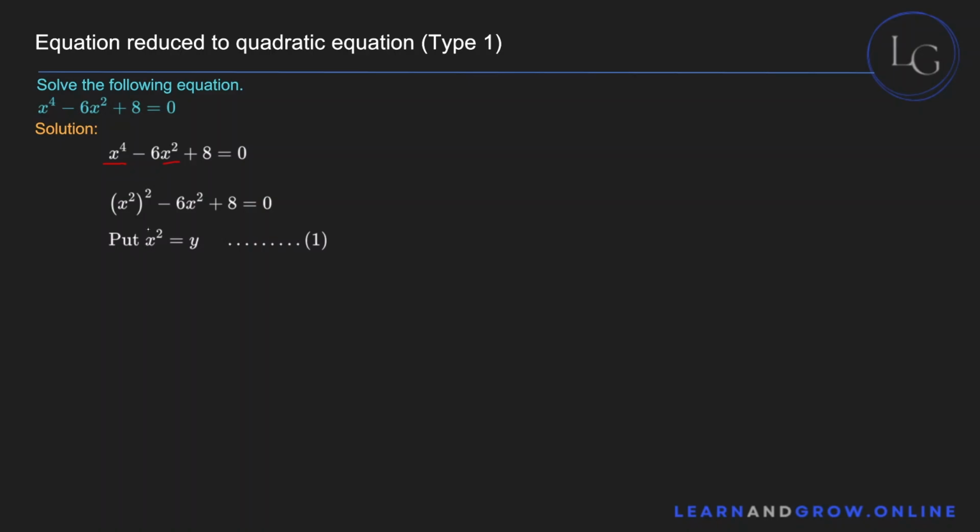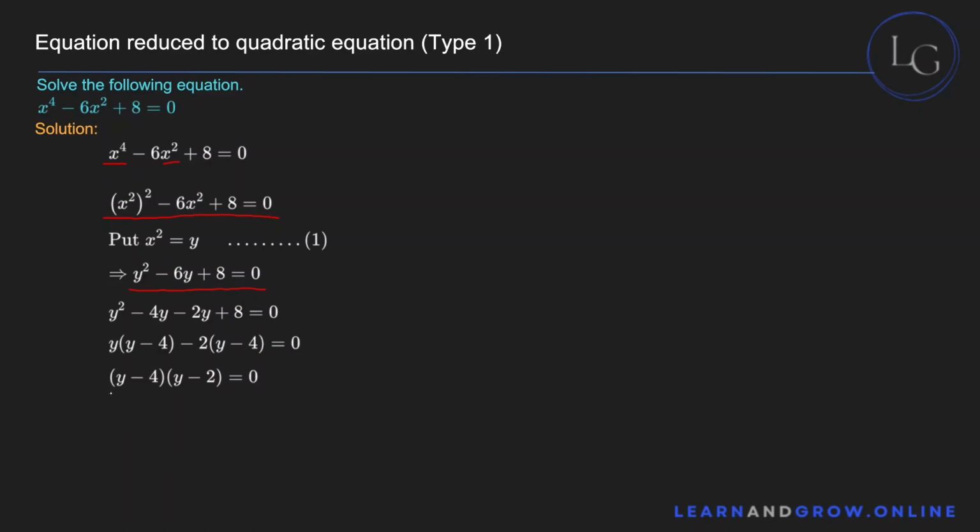Now you'll put y in place of x square in this entire equation. So x square is equal to y. And when you plug in y into this equation, you get y square minus 6y plus 8. And this is indeed a quadratic equation. Now you'll solve for y by using the factorization method. We've discussed that earlier. By using the factorization method, you get this when it's simplified. So either y minus 4 is equal to 0 or y minus 2 is equal to 0. So you get two values of y, which are 4 and 2.